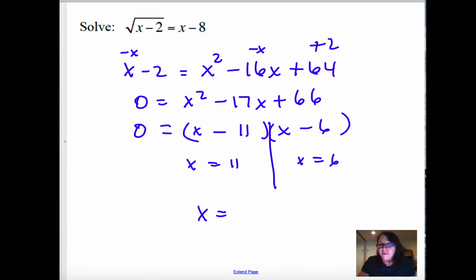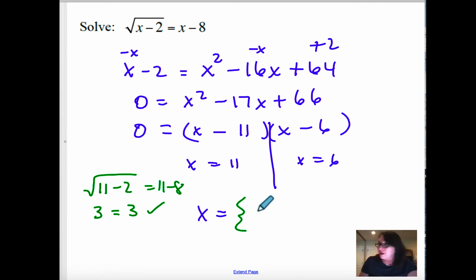So I'm going to back up a little bit, because what should happen is that you check your answers. So let's try this first. Let's go, we've got 11 minus 2. So 11 minus 2 is 9. Square root of 9 is 3. Does that equal 11 minus 8? 11 minus 8 is 3. So if 3 is equal to 3, these are equal. So that does work. So far in my solution set, I do have 11 that does work.